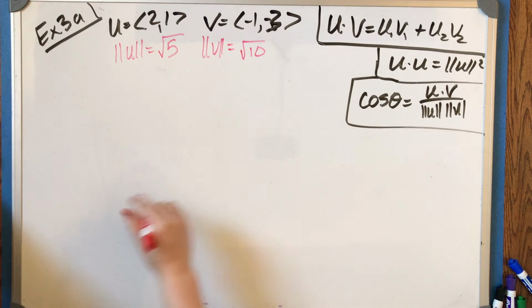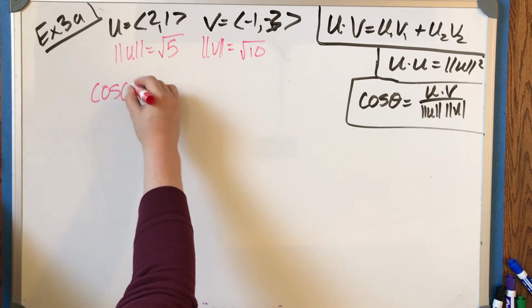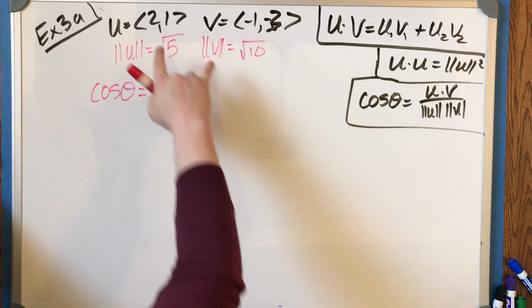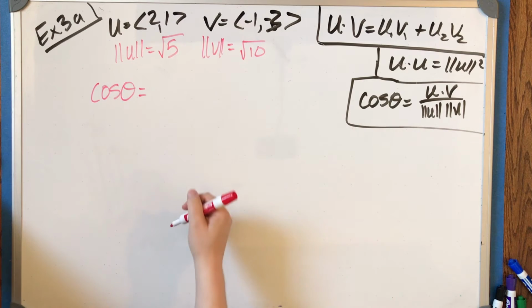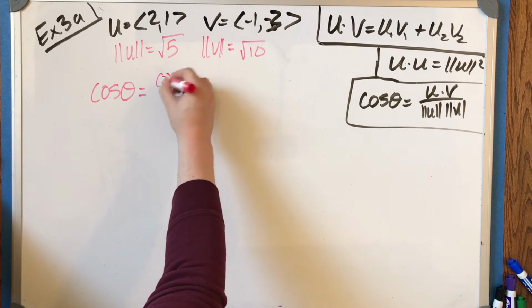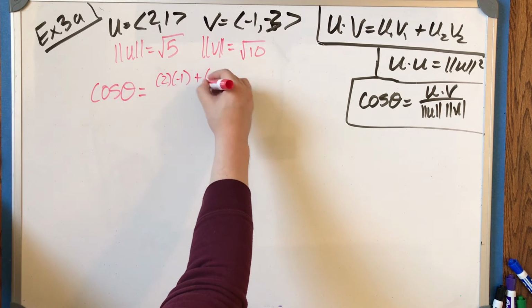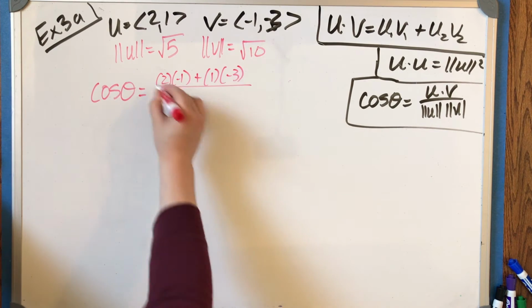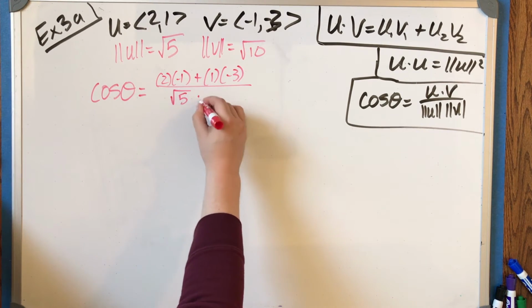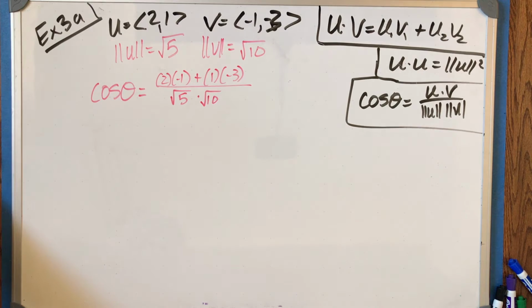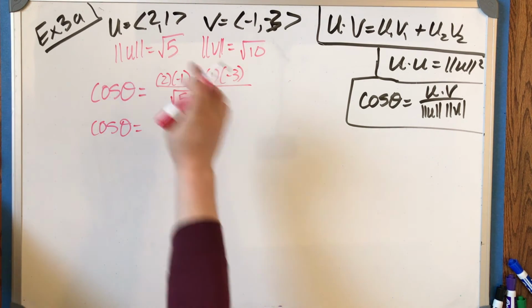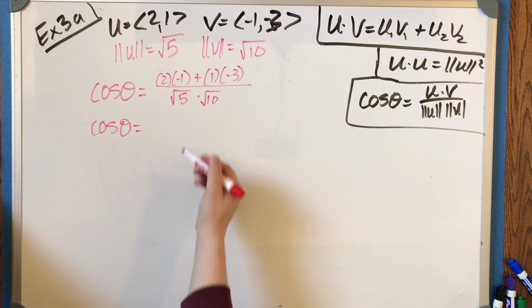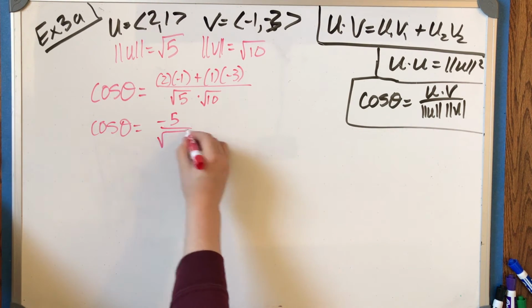So now I'm just going to use the formula. I have cosine theta equals the dot product, so the x's multiplied together added with the y's multiplied together, so 2 times negative 1, and I'll write it out long-winded so that we can see it this first time, and then I just divide by their magnitudes multiplied by each other. So that's going to give me cosine theta equals, let's see, negative 2 plus negative 3, so negative 5 over the square root of 50.